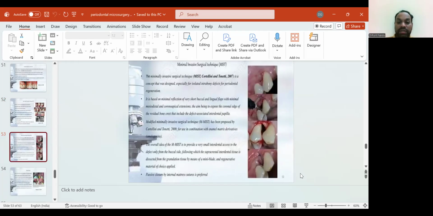Minimally invasive surgical technique. This was recently introduced by Cortellini and Tonetti, and it is a concept designed especially for isolated intrabony defects for periodontal regeneration. It is based on the principle of minimal reflection of very short buccal and lingual flaps with minimal mesiodistal and coronoapical extensions, aiming to expose the coronal edge of the residual bone crest, which includes the defect-associated interdental papilla.